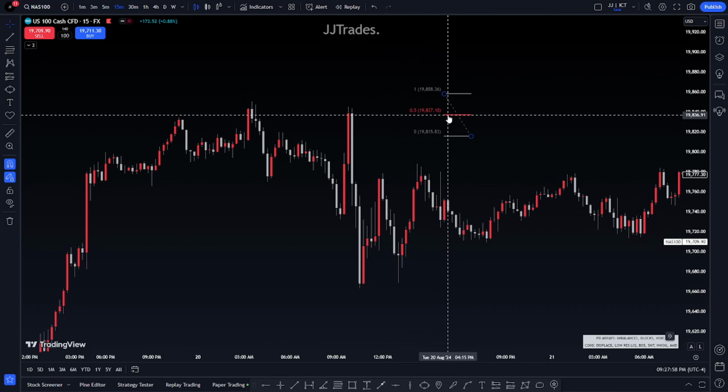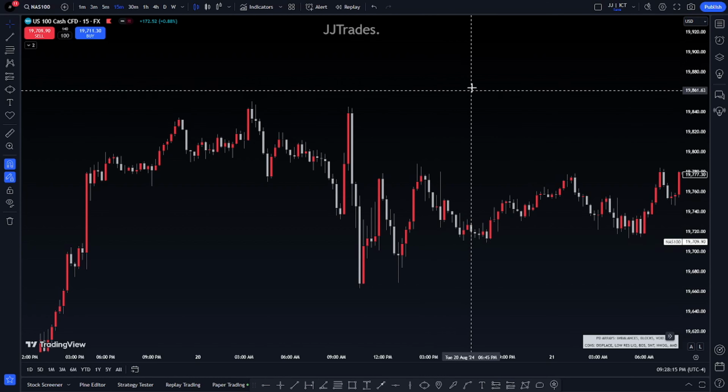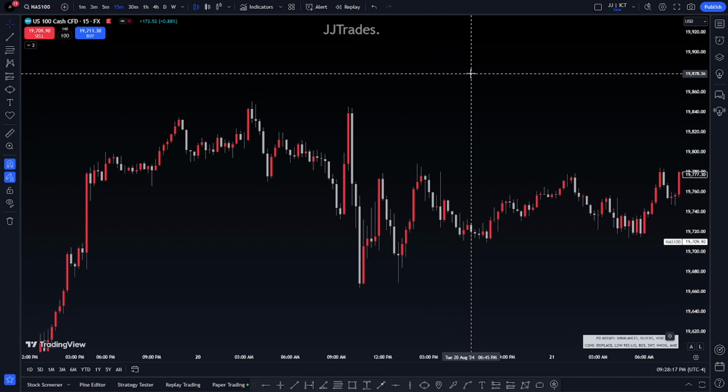That's consequent encroachment. Whenever I mention consequent encroachment, or whenever anybody mentions it, just know that they're talking about the midpoint of an imbalance. It could be a fair value gap, Reaper fair value gap, or really anything that's an imbalance that shows displacement. And then mean threshold is the midpoint of anything other than an imbalance.